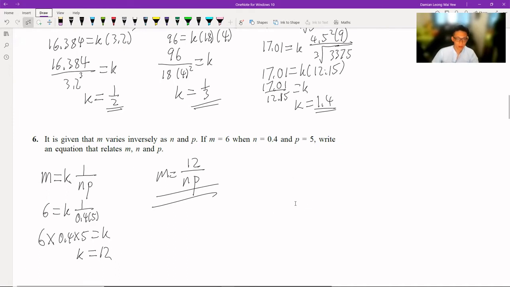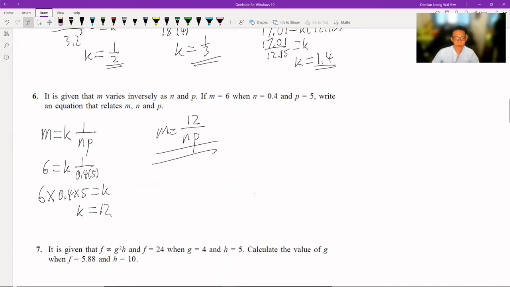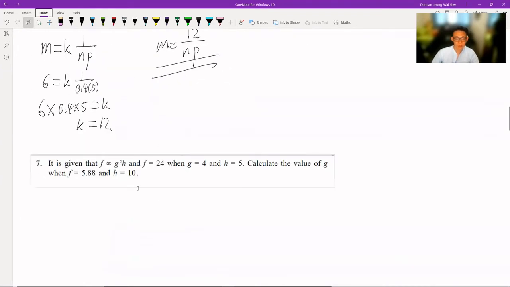So yeah, it's a very common thing that they would always ask you to do. And usually after forming the equation, there will be another part where they give you a value of m and p, and then find n, or n and p find m, like that. Just like the next question. Basically something like this.